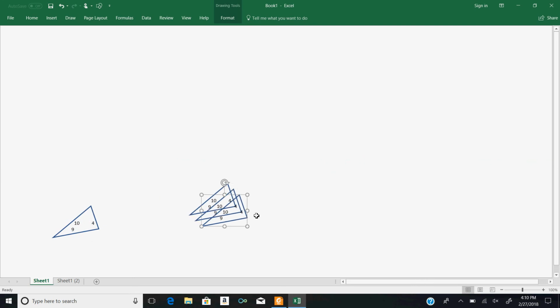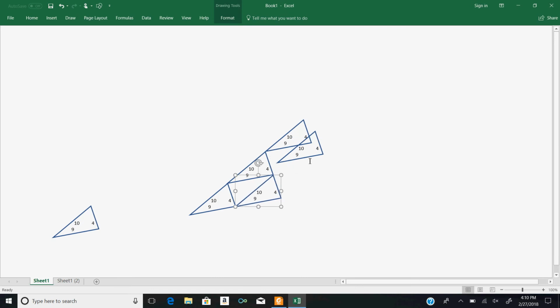So I'm going to put the triangles together. And I'm actually going to build a bigger triangle. And you will notice when I get the new triangle built that it is the same shape as the original triangle. In other words, all the angles are the same.